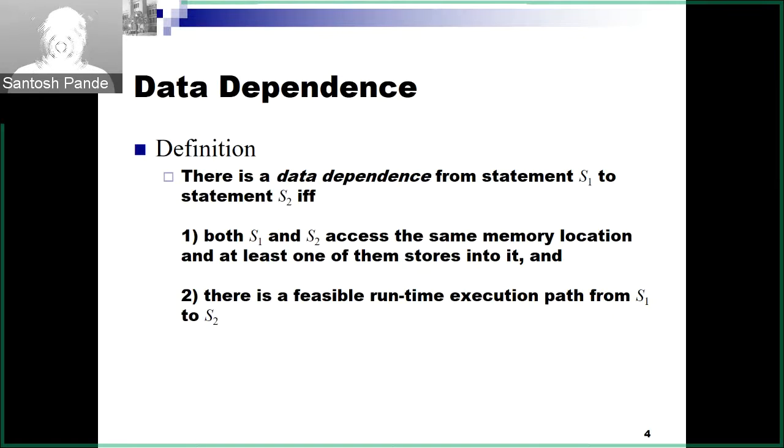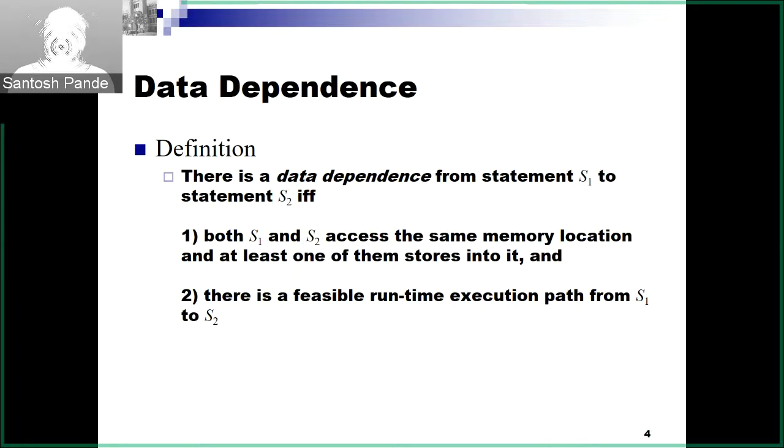That means either one of them is a write, at least one of them should be a write. And depending on what the order of reads and writes, there are different types of data dependencies, which we'll see. But the other condition is there should be a feasible execution path from S1 to S2 that allows the execution of S2 to get some data or overwrite some data from S1 and things like that. So these are the two conditions.